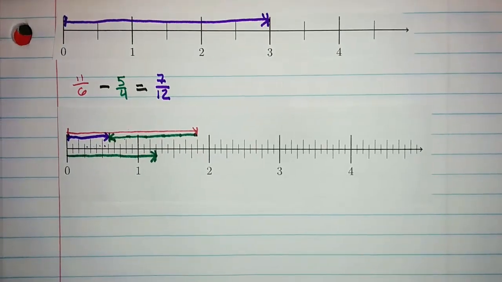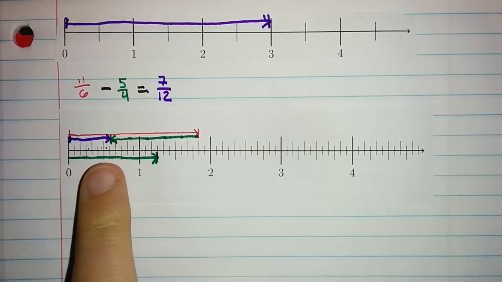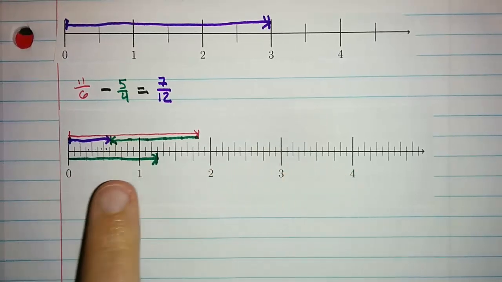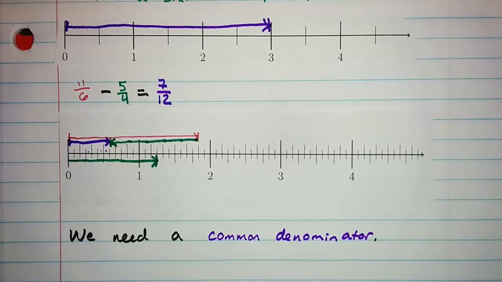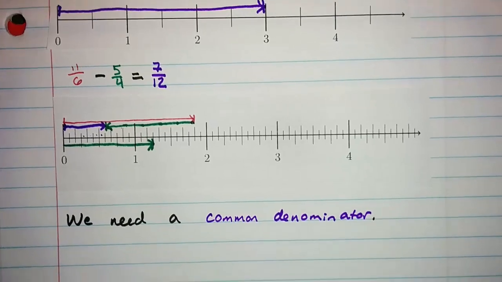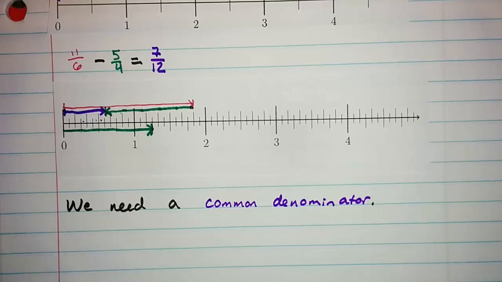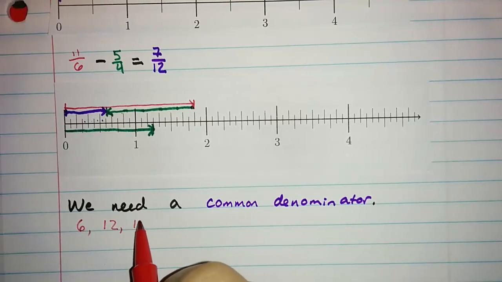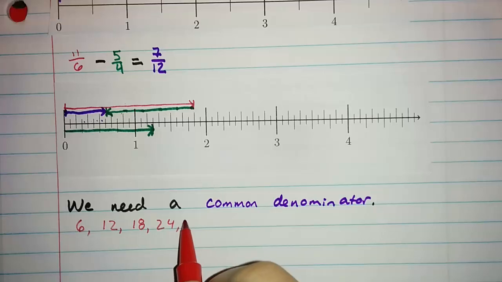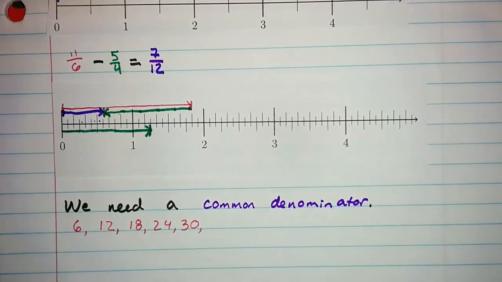How could we find that? Well, what did we do here? We divided up our number line in a way that gave us equivalents to both the sixths and the fourths. Just like for addition, we need a common denominator. Well, the common denominator is sure to be a common multiple of 6 and 4, and I think we prefer the least common multiple. So multiples of 6: 6, 12, 18, 24, 30, hope that's enough.